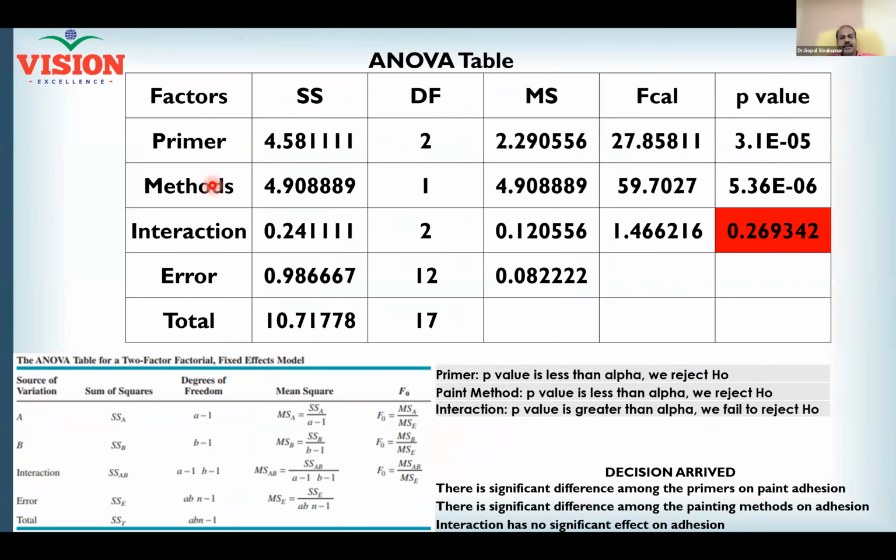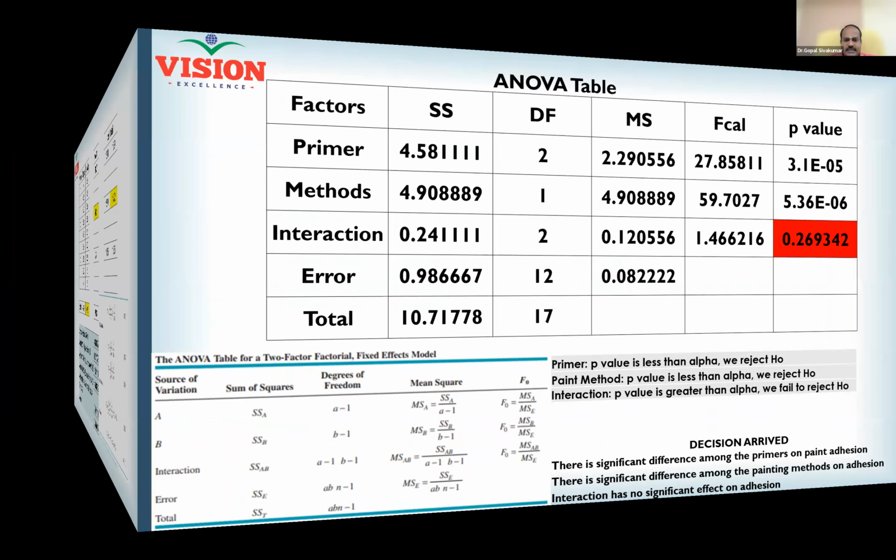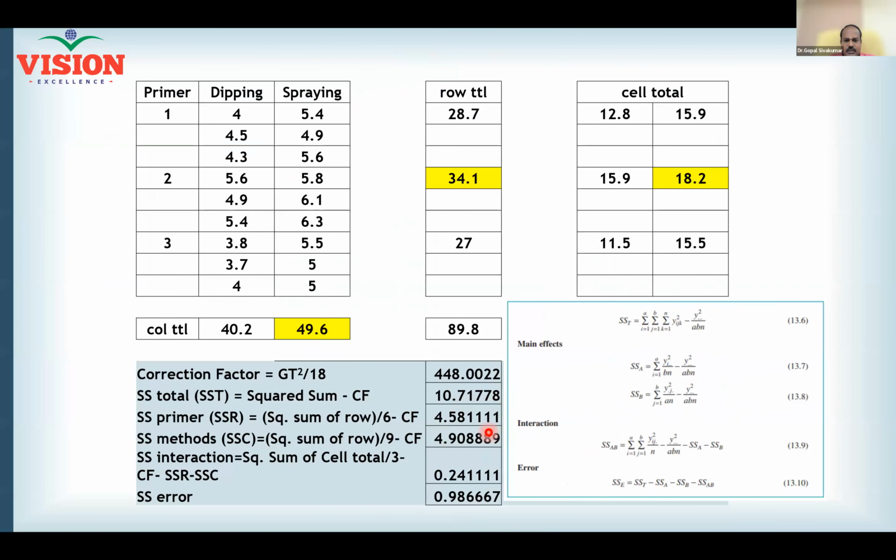Should I explain any one number here? For example, 4.58. Are you willing to listen? Yes. See here, 4.58 is calculated here. What does this 4.58 represent? Primer effect. 4.58 represents the effect of the primer. And in order to calculate this, you have to select the row total. You see here, total of the first row, 28.7. How has this 28.7 come?